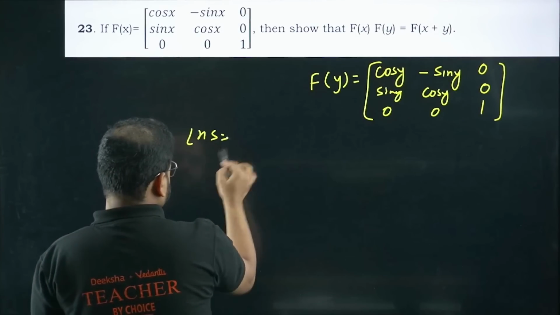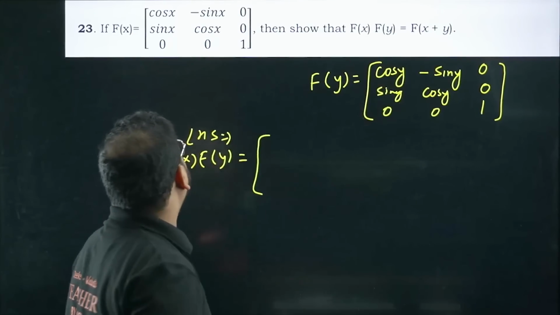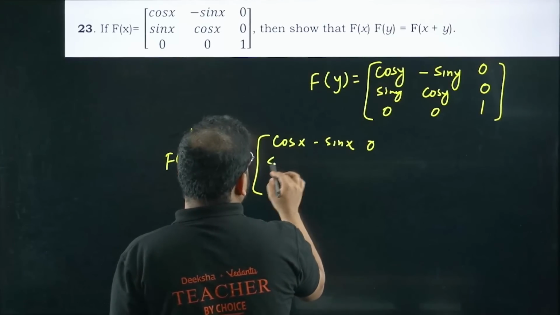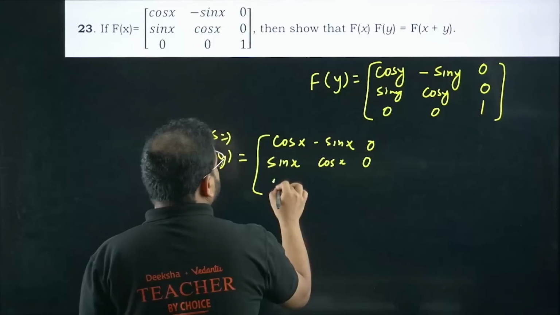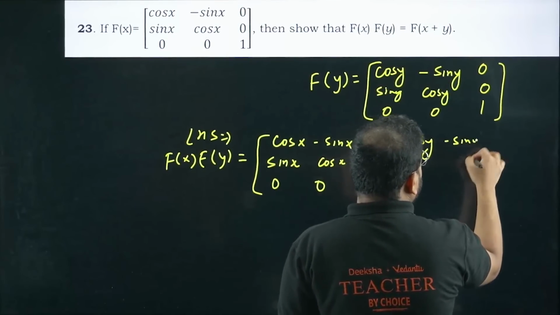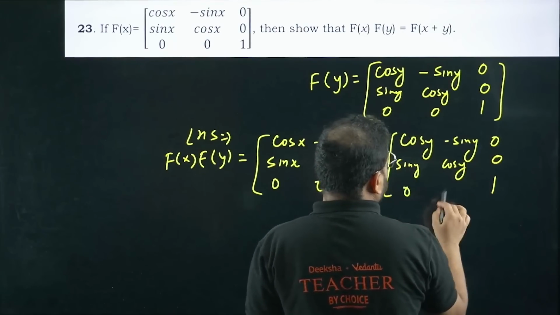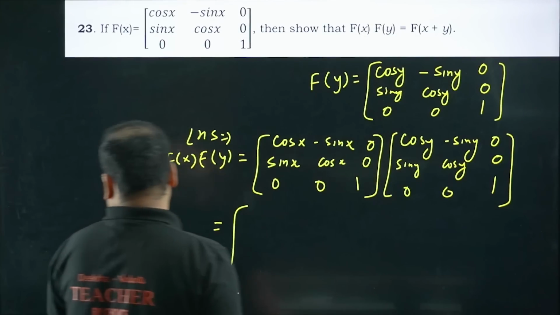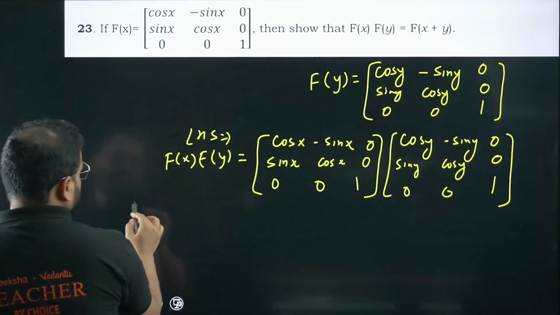If I take the LHS part only, which is nothing but f(x) into f(y), it'll turn out to be like this. Please check. I have cos x, minus sin x, 0, the 3 elements, then sin x, cos x, 0, and then 0 0 1. Let's do the multiplication quickly. Same thing, I'm going to write cos y, minus sin y, 0, then sin y, cos y, 0, and 0 0 1. If you do this multiplication, what are you going to get? Please check. I'll need more space, so let me take some space on this side.